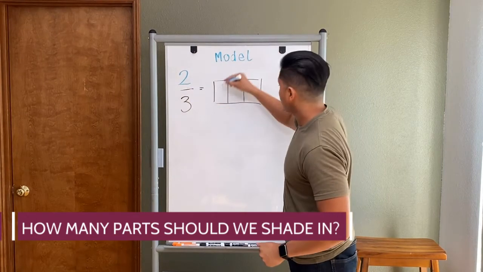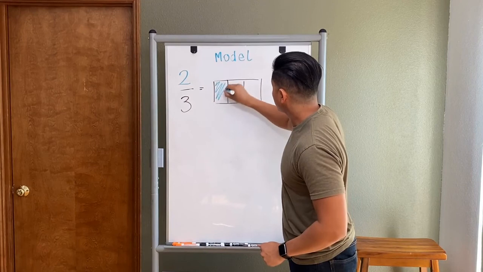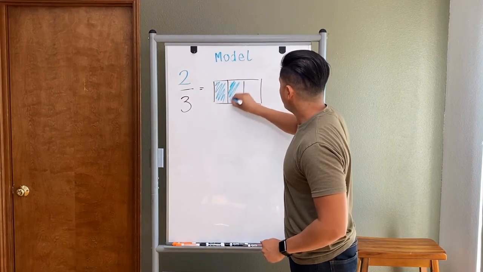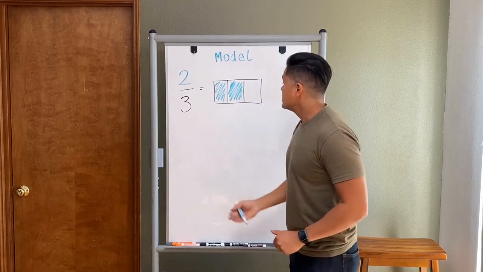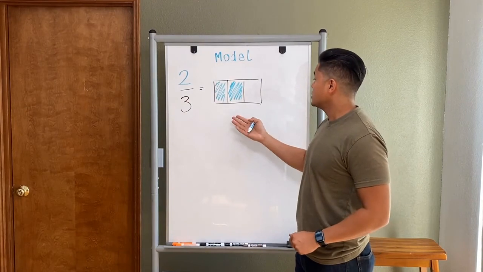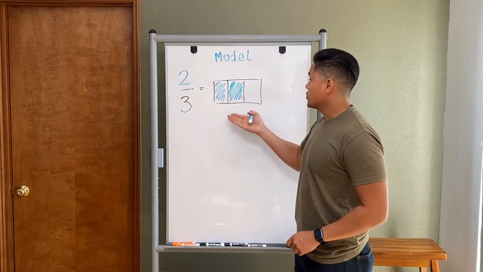You guessed it, 2 parts are shaded in. This is a direct representation of 2/3.